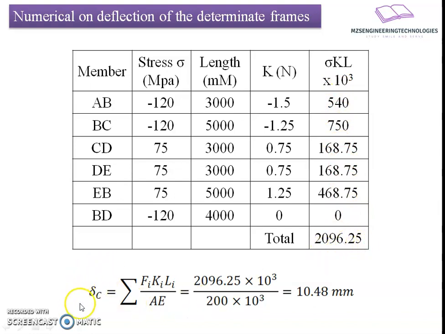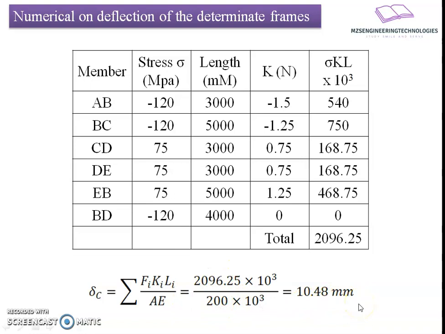If I want to find the deflection at point C, we say the summation of Fi, Ki, Li divided by AE. So we have replaced Fi by A with reference to sigma. What remains here is only E. So I have divided by the value of E, which was given in terms of kilonewton per mm square. It was 200 kilonewton per mm square, so I have converted that into Newton. 200 into 10 raised to 3, and the 10 raised to 3 terms may get cancelled here. What remains, the ratio, comes to be 10.48 mm.